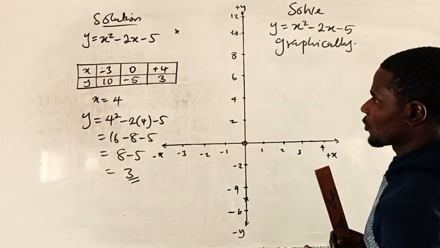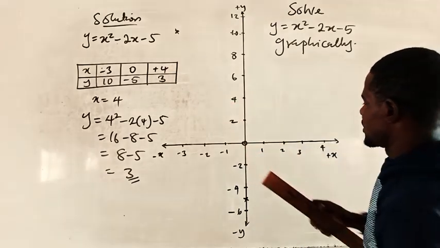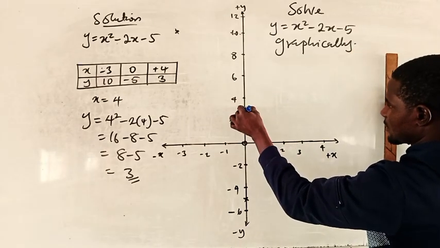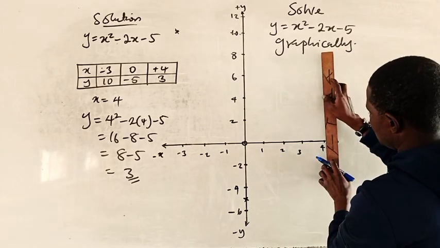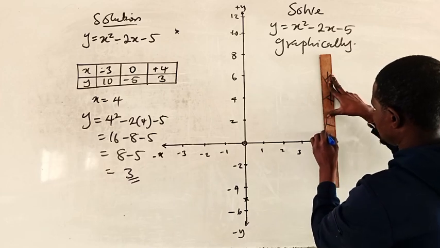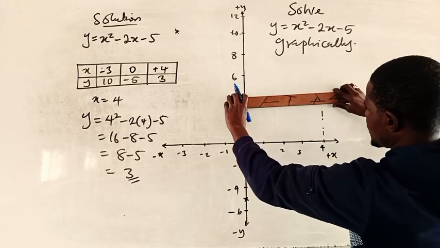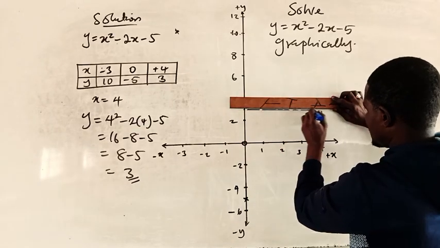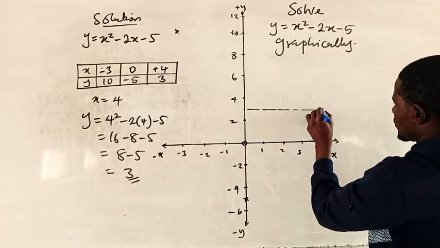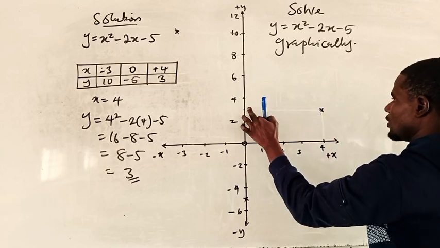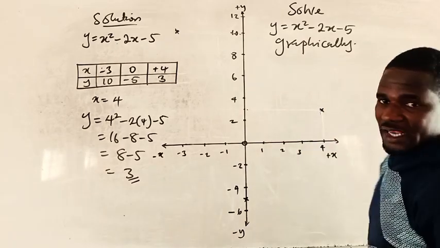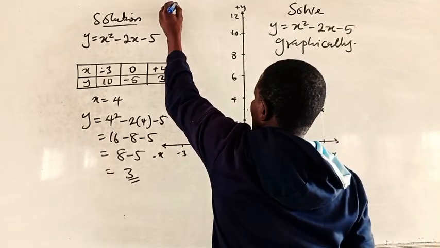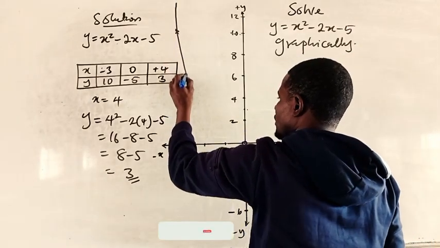So from here we have x is 4, y is 3. Our 3 should be the center here. If our 4 goes here, then our 3 comes from there, so I think it's going to be somewhere around here. So that is our respective point. The next thing is to join the 3 points with a curve, a normal curve.